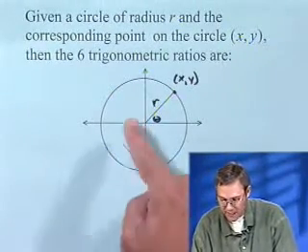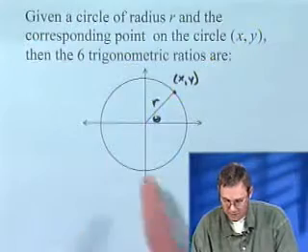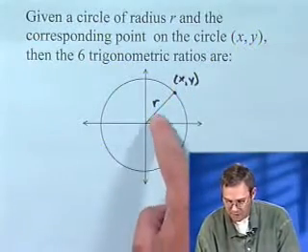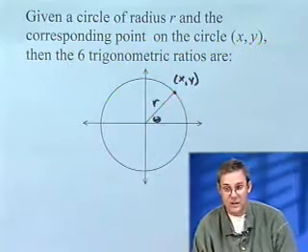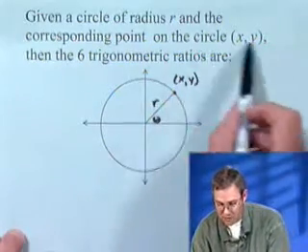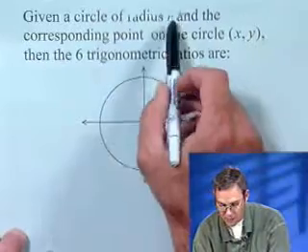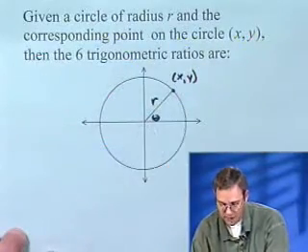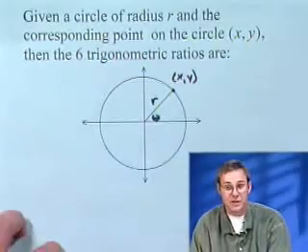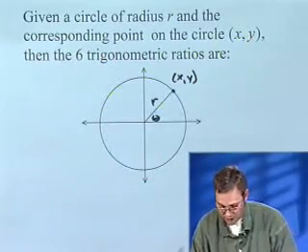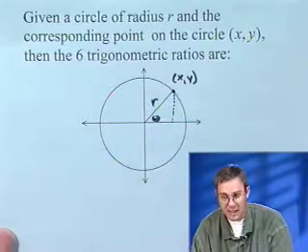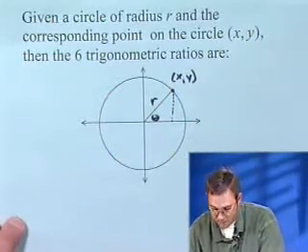Given a circle of radius r, and the corresponding point on the unit circle, so if I'm given an angle of theta, I get a corresponding point on the circle, and it's not a unit circle anymore because it has a radius other than 1. So I've got a radius of r, got this point. We wanted to find the 6 trigonometric ratios. Well, it's not very hard, because I get this little right triangle here.